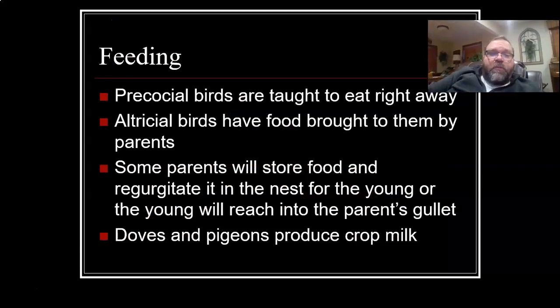Feeding. Precocial birds are taught to eat right away. Altricial birds have food brought to them by their parents. Some parents store food and regurgitate, that's a fancy word for throw it back up again, in the nest for the young, or the young will reach into the parent's gullet. Sometimes the mom has the mouth open and the little baby bird puts his head all the way in the mama's mouth, reaches down the neck and grabs where the food is. Doves and pigeons are 2 birds that produce milk, just like mammals, but they produce it inside their throat in the crop.